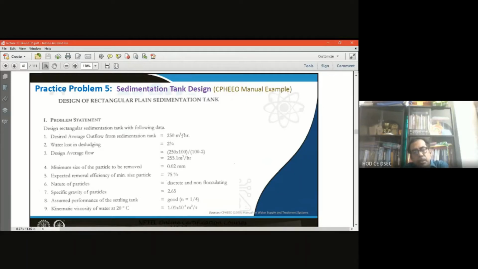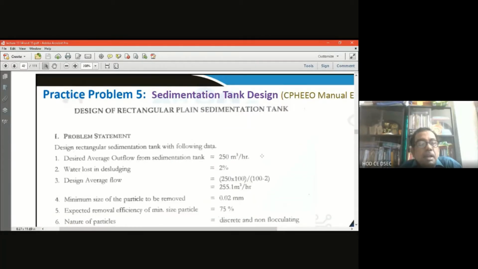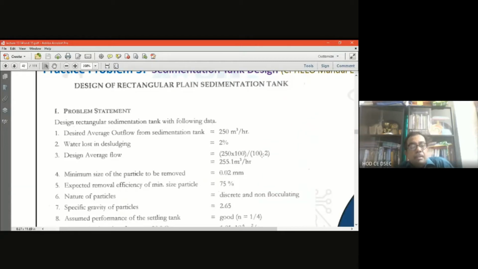Now let us enter into the design of the sedimentation tank as per the CPHEEO manual. CPHEEO is the Central Public Health and Environmental Engineering Organization. So, from that manual, one example I am showing you to give a clear-cut idea about the process of the design. It is given in the input parameters: a rectangular sedimentation tank.